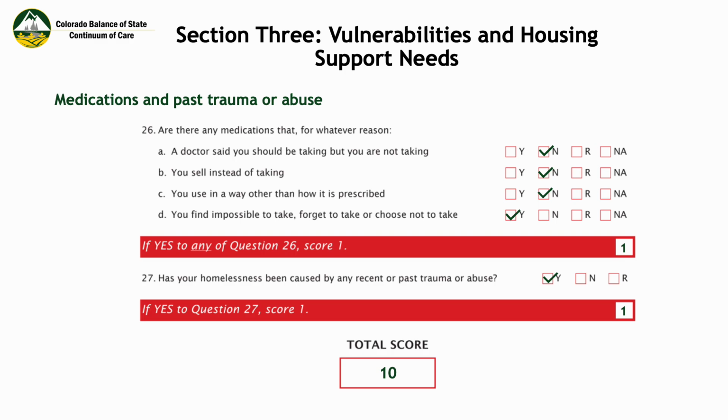There's a couple important things to remember about scoring. 1, do not score the VI SPDAT in front of the person you're meeting with. And if you do the VI SPDAT in the Colorado HMIS database, it will be scored automatically for you. And lastly, it's important to remember that people are more than a score, and the score is only one factor that communities may use for prioritization and eligibility.